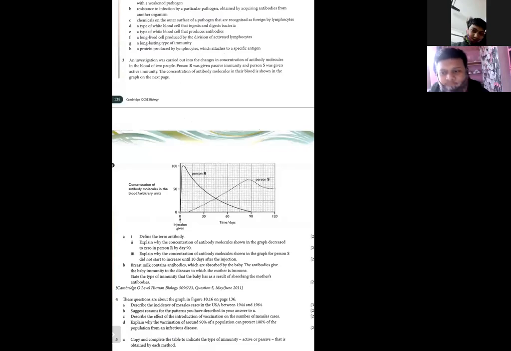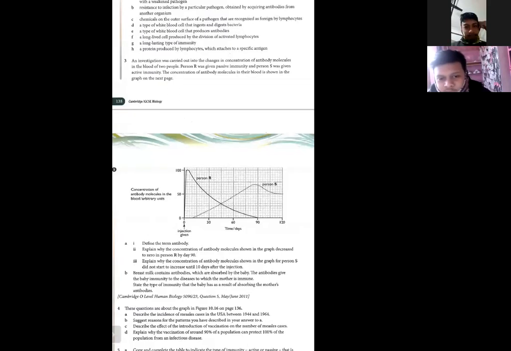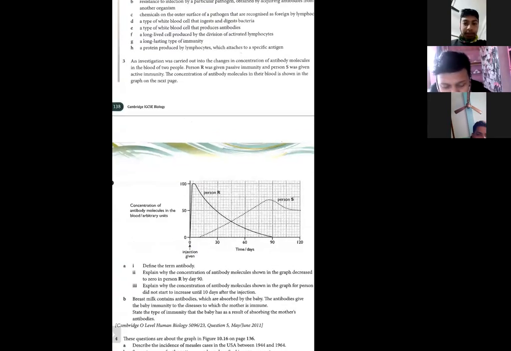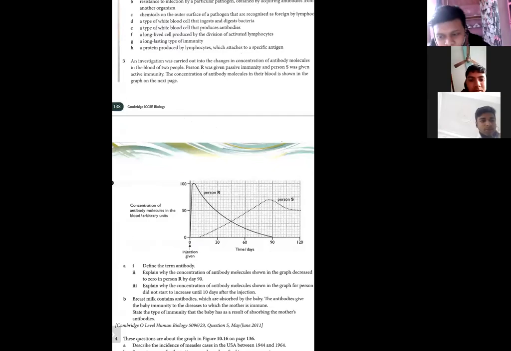So first of all, let's read the question again. Question number 3. An investigation was carried out into the changes in concentration of antibody molecules in the blood of 2 people. Here in the following graph, you can see that person R was given passive immunity, whereas person S was given active immunity. So passive immunity means the person R was vaccinated and the vaccine contained antibodies.